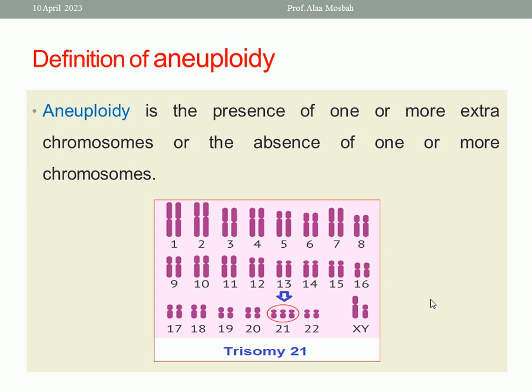Okay, this is as regards aneuploidy. So in aneuploidy, there is a defect in the number of the chromosomes. Either there is one extra chromosome or there is absence of one or more chromosomes. And as I said, in this picture there is an example of Down syndrome or trisomy 21, chromosome number 21. You will find 3 copies of this chromosome, so we call it trisomy 21, and the total number of chromosomes is 47.